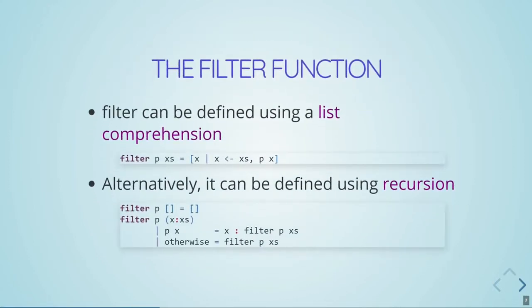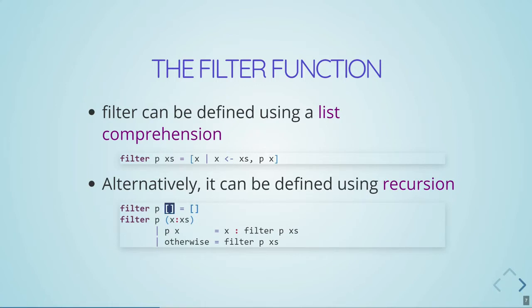Filter can be defined using list comprehension as well. Okay, so we could have the list comprehension, and what we do is we use this guard here to say, well, p of x, only keep every x from the list of x's such that p of x, p being the function that's the selector, is true. Alternatively, we can also define it with recursion.